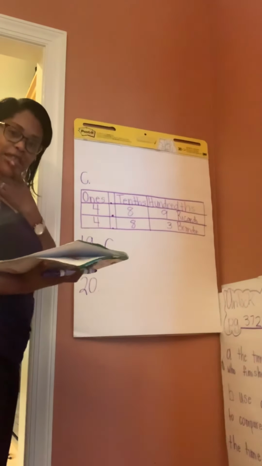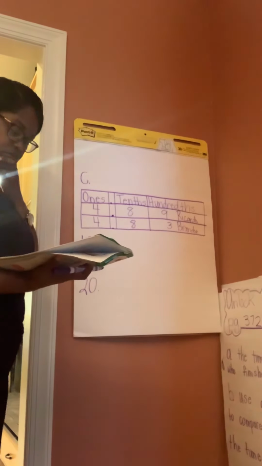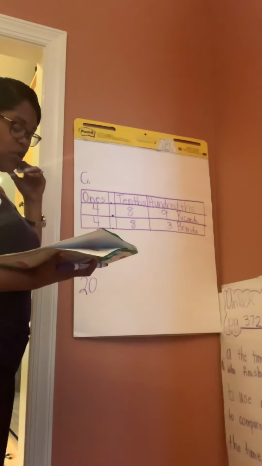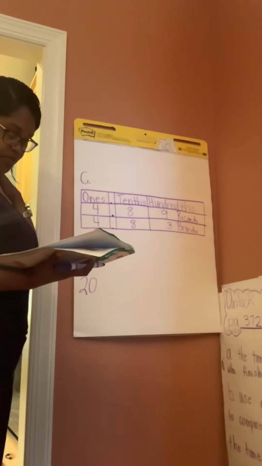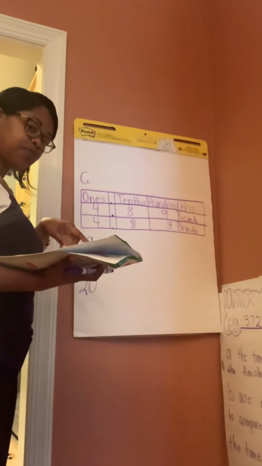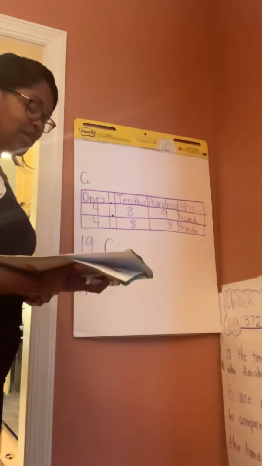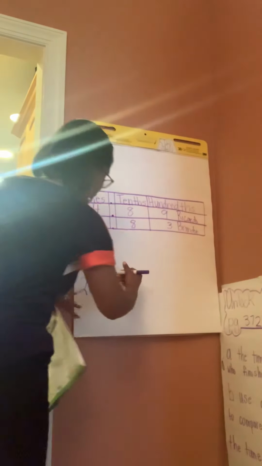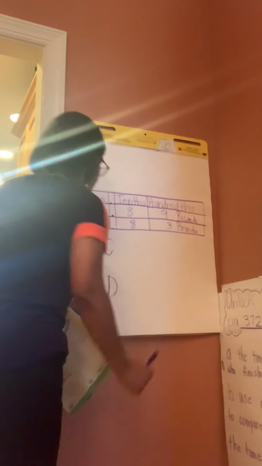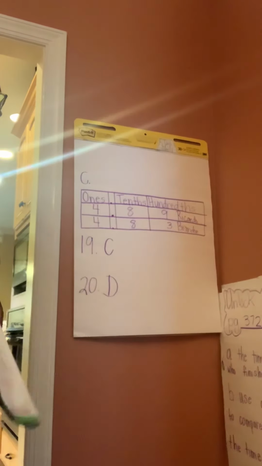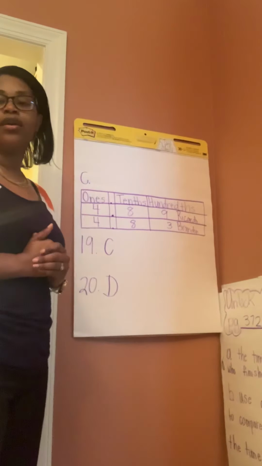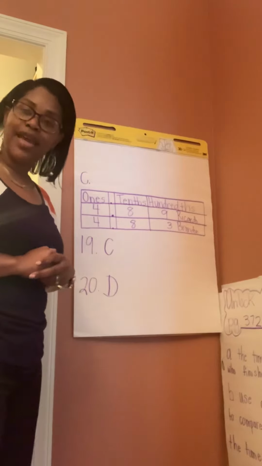And look at number 20. Which of the following is greater than 14 and 24 hundredths? What did you pick? You should have picked D, because you are awesome. C and D. So this concludes our lesson for today.